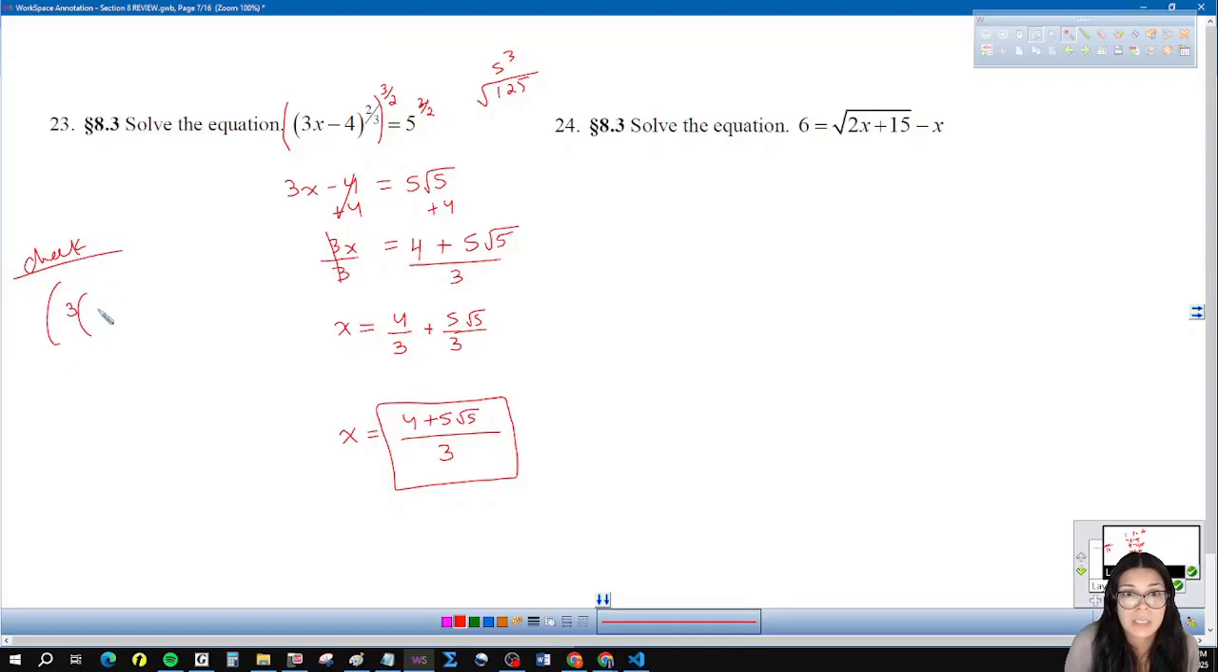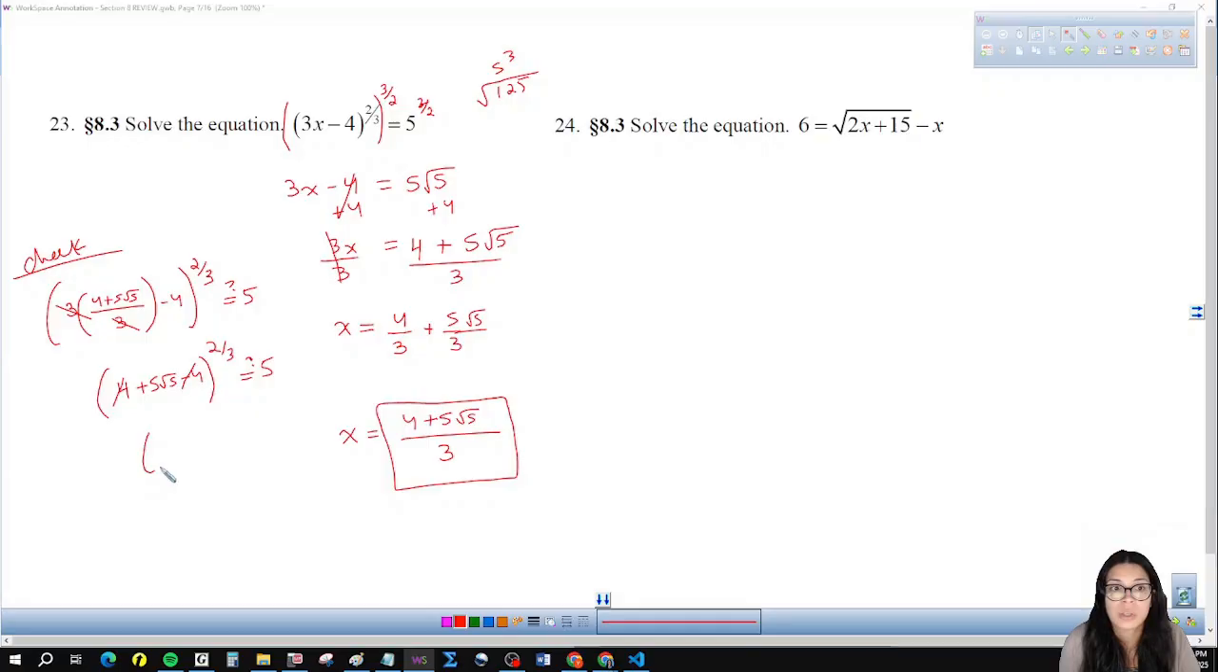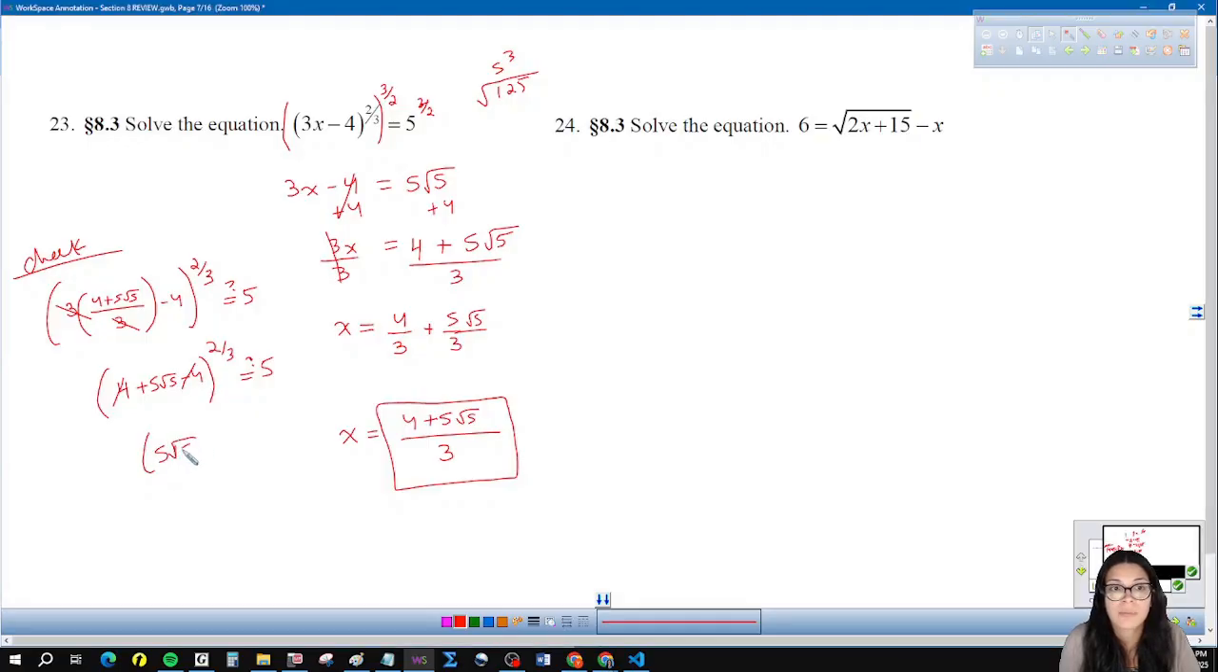So we would do 3 times, and then it's 4 plus 5 square root of 5 over 3 minus 4 to the power of 2/3. The question is, does that equal 5? So on the inside here, we can simplify. 3 over 3 would cancel. So then we have 4 plus 5 square root of 5 minus 4 to the power of 2/3. Does that equal 5? And then the 4 minus 4 would cancel. So we just have 5 square root of 5 to the power of 2/3.